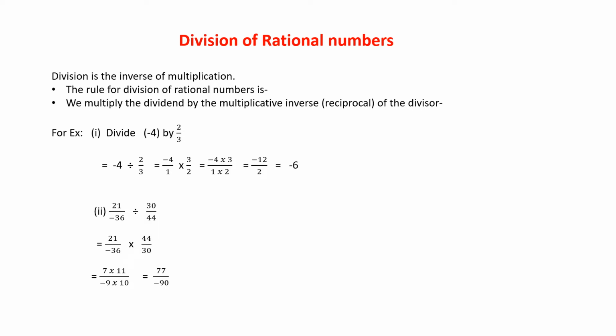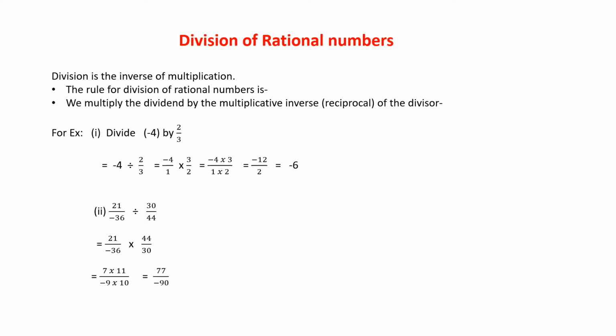Divide minus 4 by 2 by 3. As you can see, minus 4 is an integer, so we will write 1 in the denominator of minus 4 to make it a rational number. So how will you write? Minus 4 upon 1 multiply 3 upon 2. We have changed the divide sign into multiply and we have written the reciprocal of the divisor, which was 2 by 3. So it will become minus 4 by 1 multiply 3 by 2.